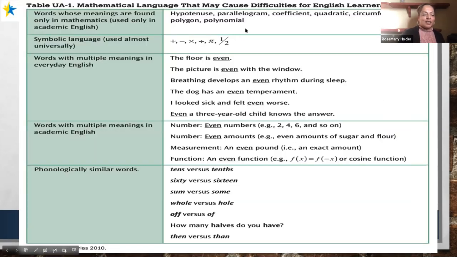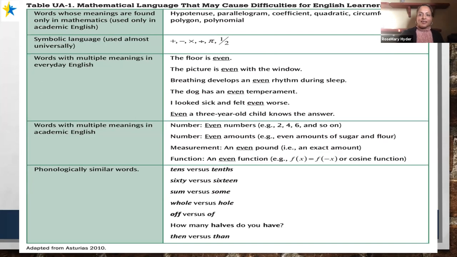And so this table's from our math framework. Again, those resources are very valuable. This is just one picture that we took out. You could see how useful it is. So if you're thinking about what you're going to be doing, look on the side there, it says words whose meanings are found only in math and used in academic English. And if you look at the symbolic language, almost universally, those symbols are used universally.